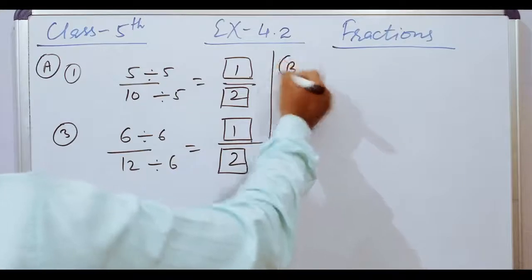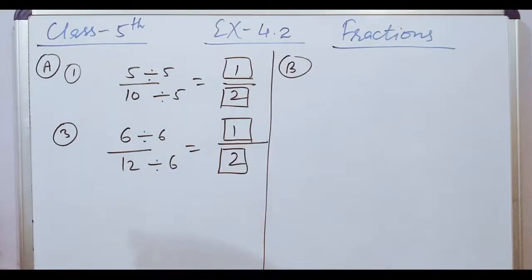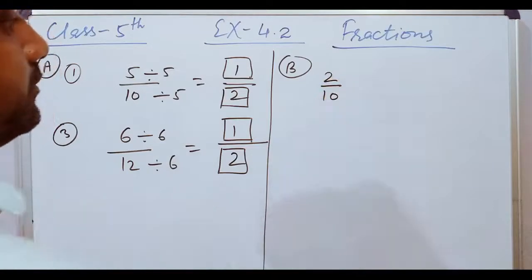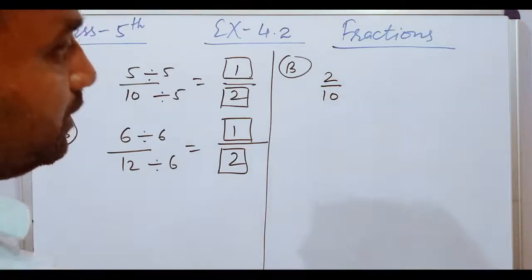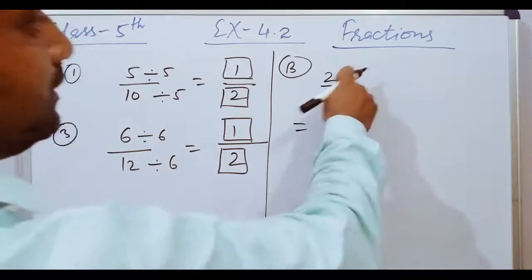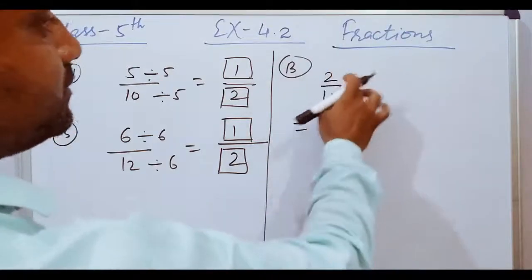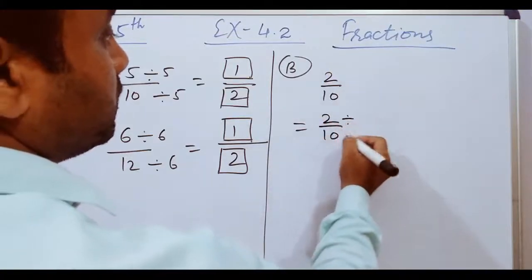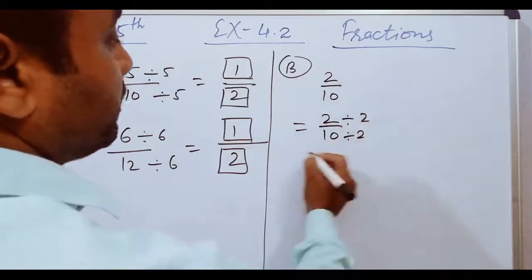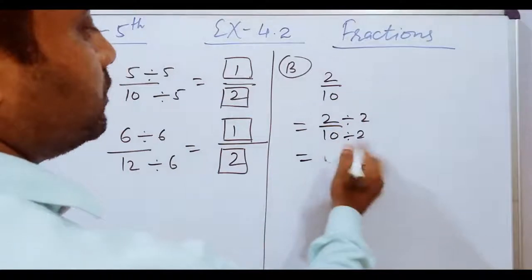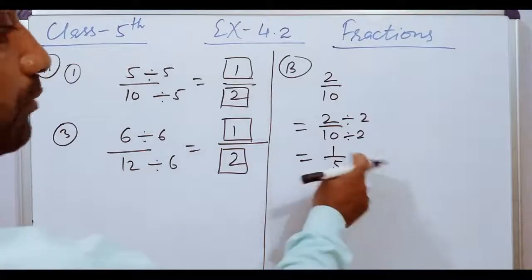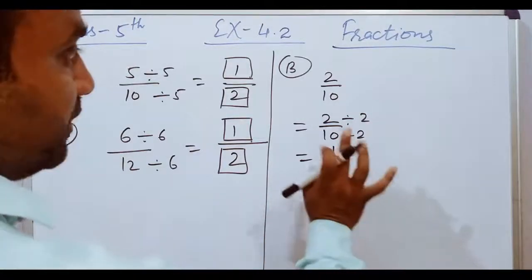Now part B, reduce to the lowest term by dividing the numerator and denominator by their common factor. 2 upon 10, there are two methods. First, by idea we will divide. This can be divided by 2. So divide both numerator and denominator by 2. 2 1s are 2, 2 5s are 10. Now it cannot be divided more, it cannot be simplified more. It is in simplest form.